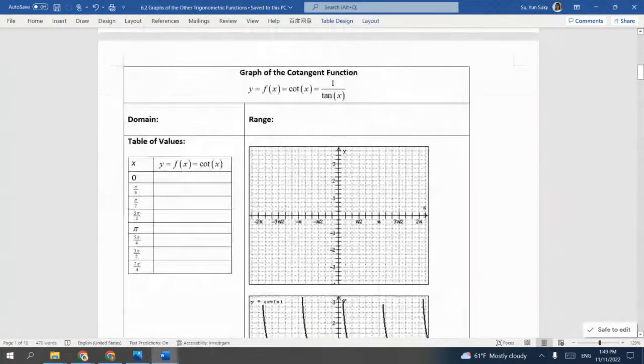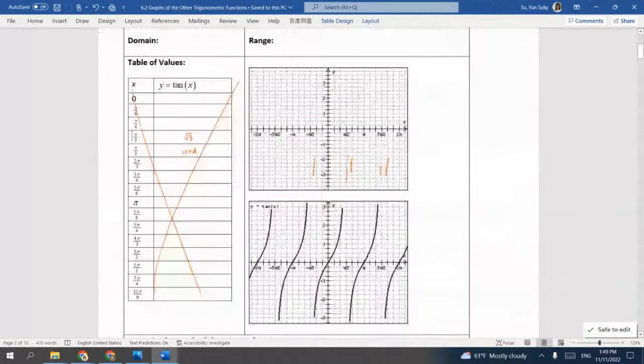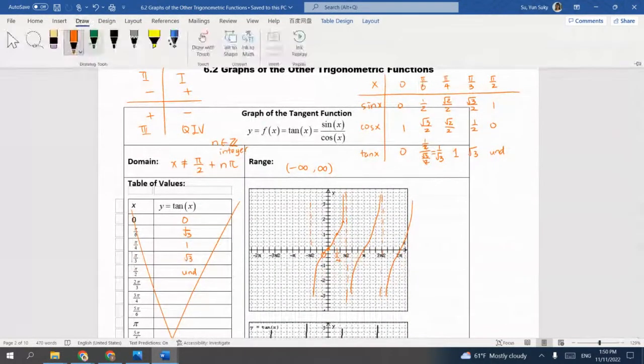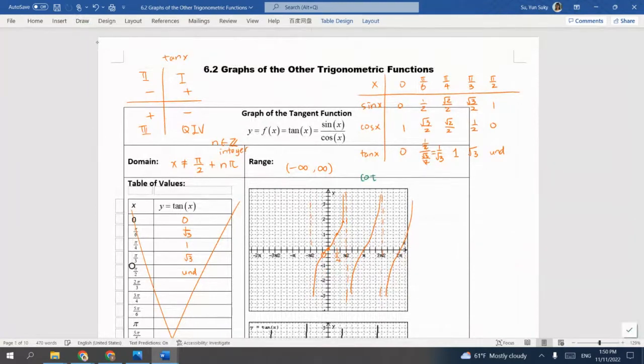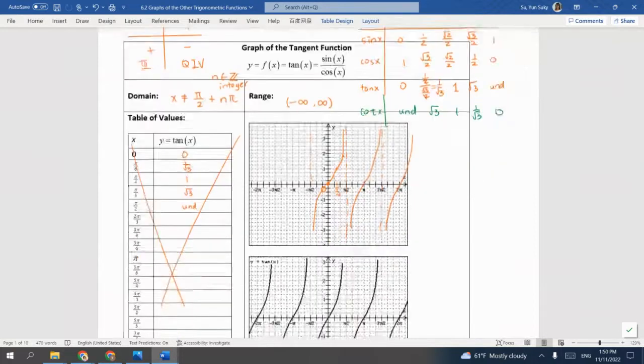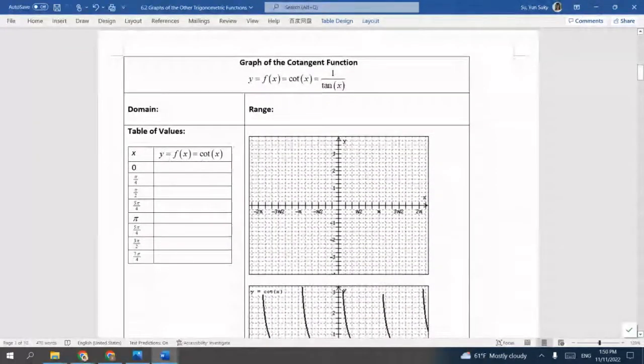Okay, so keep going. How about cotangent? Well, cotangent is 1 over tangent. Therefore, what are the cotangent values? Cotangent is the same numbers as tangent, but in reverse order. So therefore: undefined, root 3, 1, 1 over root 3, and 0. Is that okay, everybody? So at 0, we get undefined. And then this is root 3, and this is 1 over root 3, and 0.